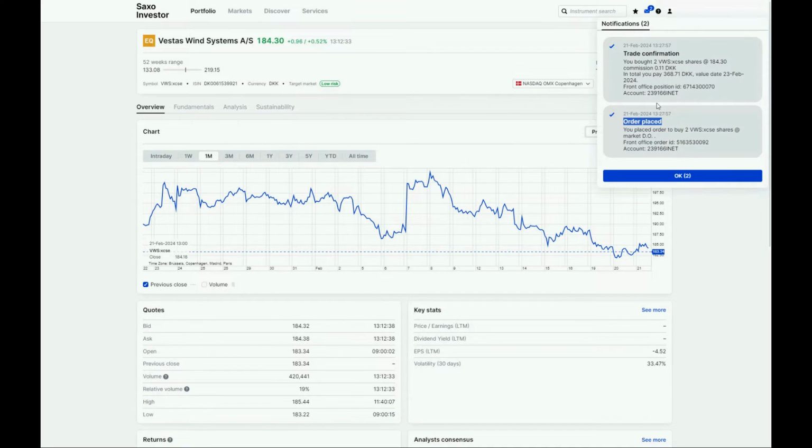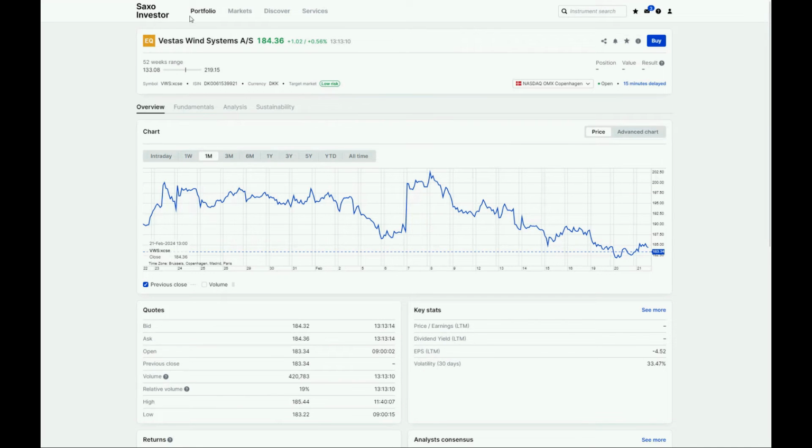Order placed and a trade confirmation. So one of the things Saxo is doing really well is how fast we're able to execute these orders. Our systems are super fast. So now we know that we currently own 2 Vestas shares. How can we see this?